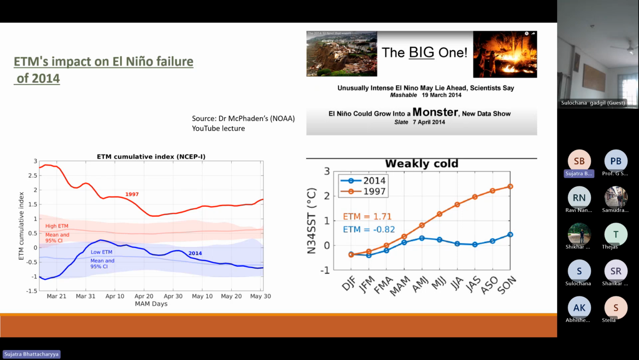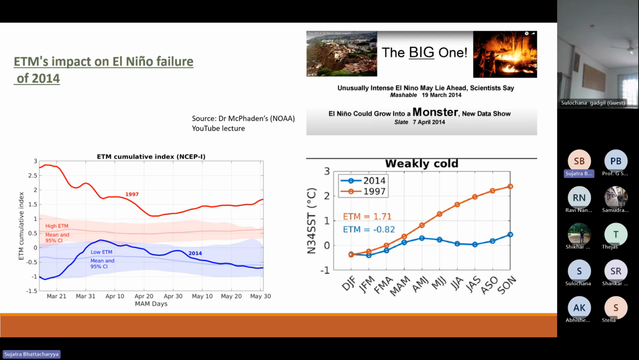So based on these conditions, people were speculating that we would have a strong El Niño, because 1997 was a very strong year. So we found that during 1997, the ETM value, that is PC2 corresponding to year 2, has a very high value of 1.75. However, in 2014, the ETM value was negative. A negative ETM value means you have an unfavorable condition for the increase in delta T.